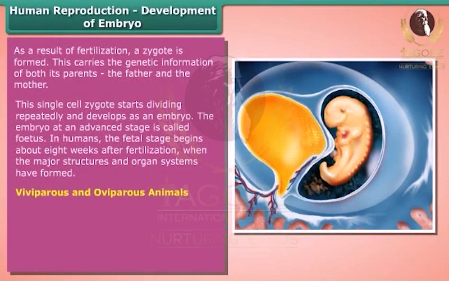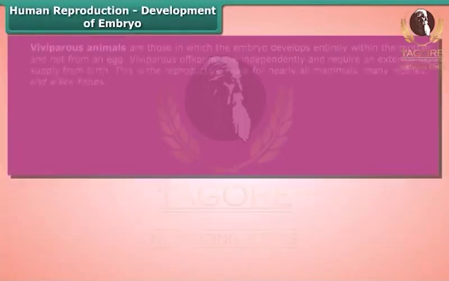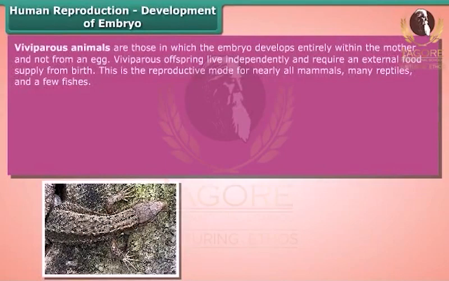Viviparous and oviparous animals. Similar to fertilization, development of an embryo may take place outside or inside the body of the parent. Accordingly, they are classified into oviparous and viviparous animals. Viviparous animals are those in which the embryo develops entirely within the mother and not from an egg. Viviparous offspring live independently and require an external food supply from birth. This is the reproductive mode for nearly all mammals, many reptiles, and a few fishes.